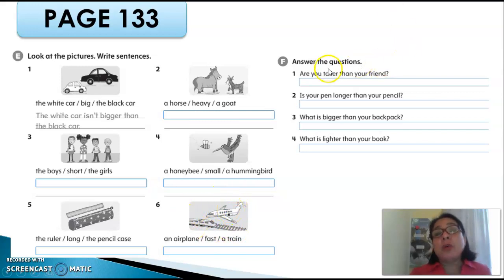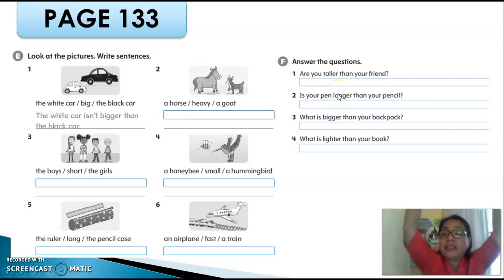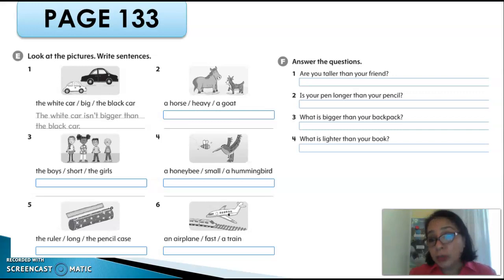In the letter F, you will answer the questions with your own answers. It says, are you taller than your friend? If your height is taller, you answer, yes, I am. If not, you answer, no, I'm not. In the number 2, it says, is your pen longer than your pencil? Answer yes or no. What is bigger than your backpack? Probably your suitcase is bigger than your backpack.